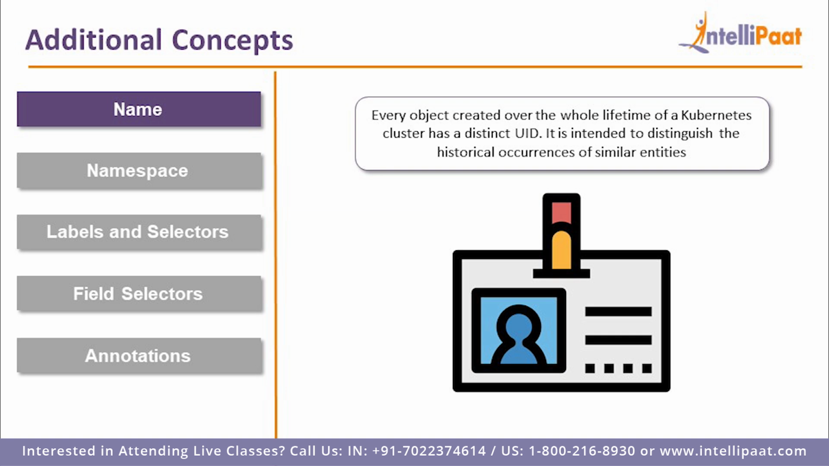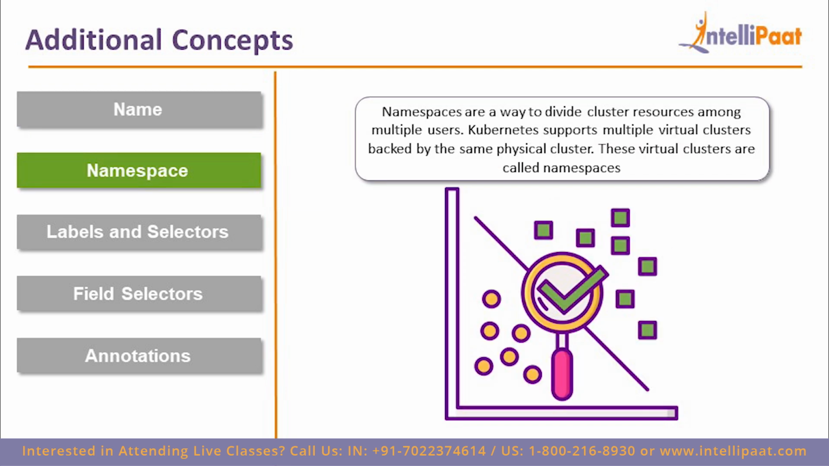Even though you can create new objects with the same name if you have deleted the old object before, it will have a distinct UID. The UIDs will be different for both of these, to have a distinguishing factor between the historical occurrences, between the 2 objects that we created, right? Then next is the namespaces.